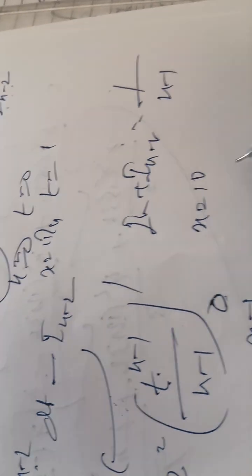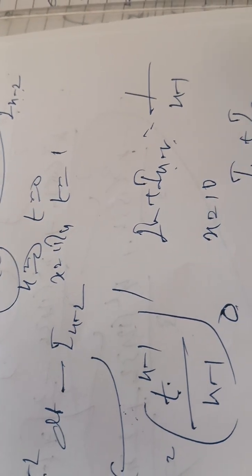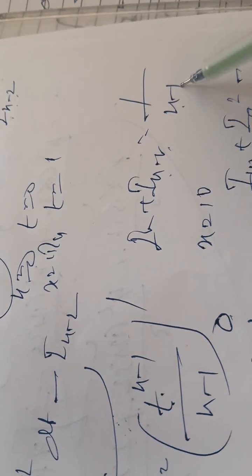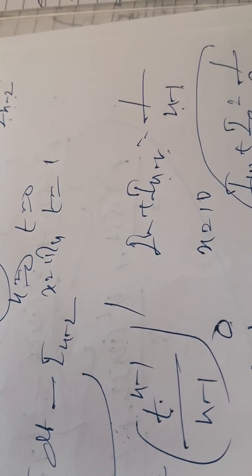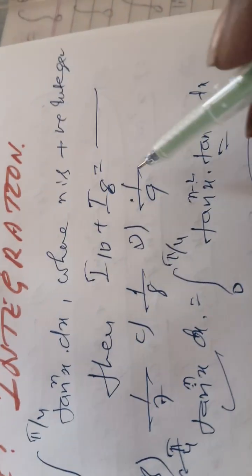Put n is equal to 10. I10 plus I10 minus 2, which is I8, is equal to 1 by 10 minus 1, which is 1 by 9. So I10 plus I8 is equal to 1 by 9. Option D is the correct answer. Okay, thank you.